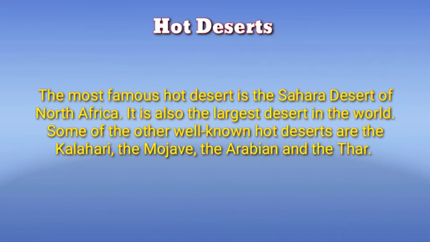The first important type of desert is hot deserts. What are called hot deserts? What is the importance of the Sahara Desert? The most famous hot desert is the Sahara Desert of North Africa. It is also the largest desert in the world. Some of the other well-known hot deserts are the Kalahari, the Mojave, the Arabian and the Thar deserts.